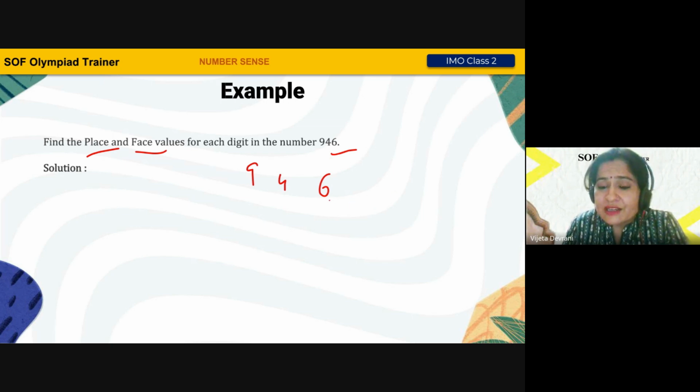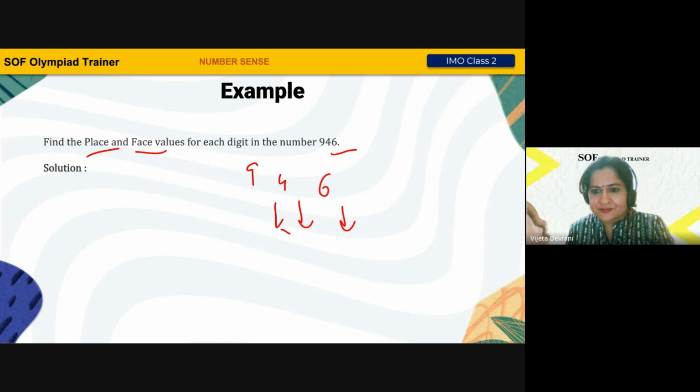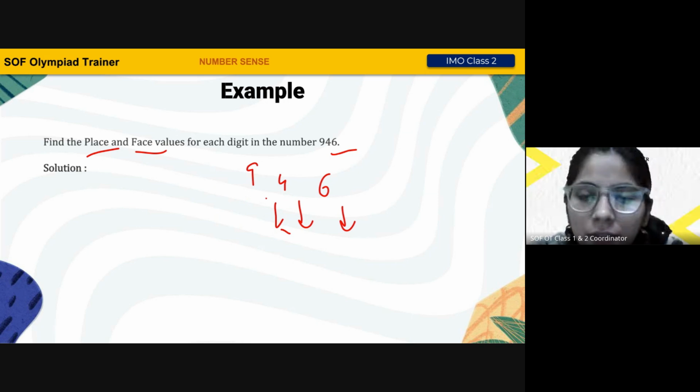Athar, you are roaming here and there. I can see you. You sit at a place, take a notebook, take a pencil in your hand, and then do this question. Athar, are you doing it? I can see Adrika and Shreya are doing it. Athar? Please do sit in a particular place and do the work.